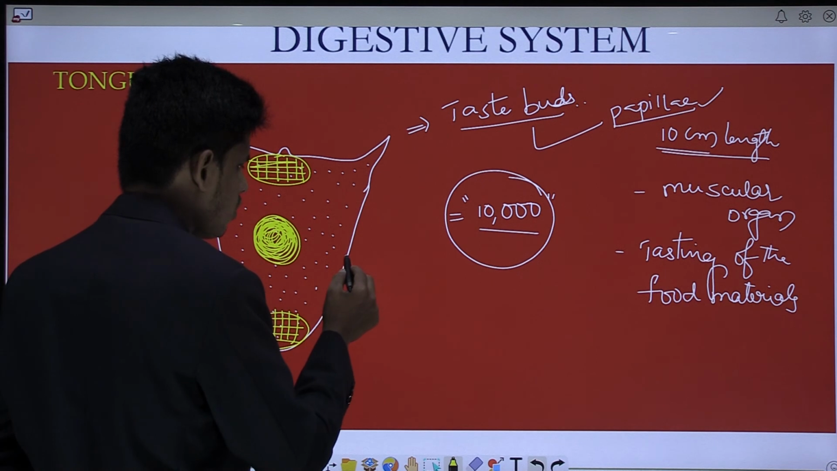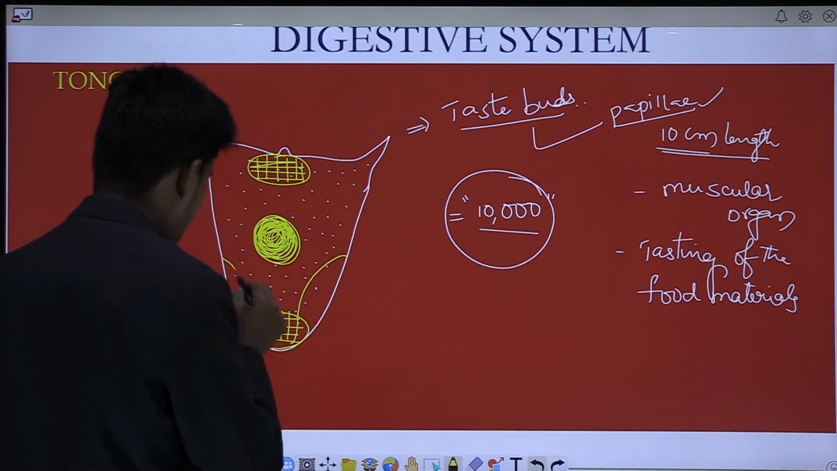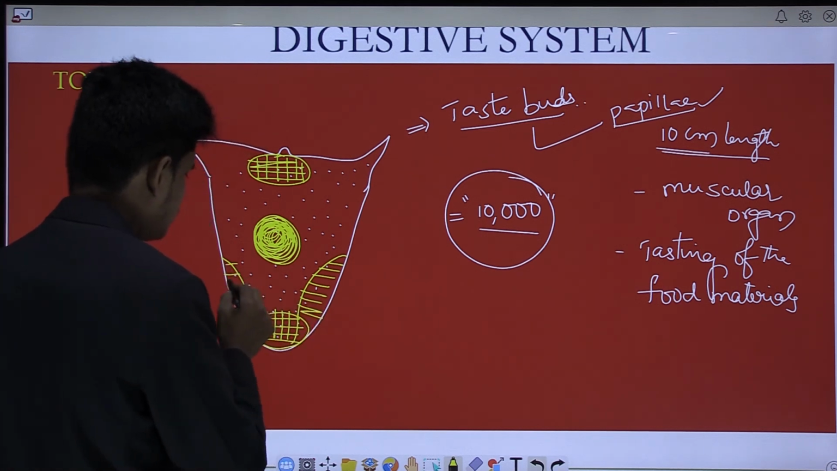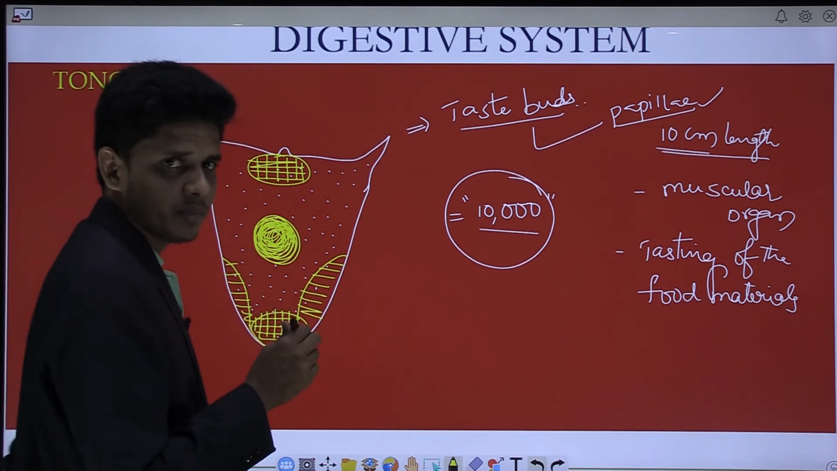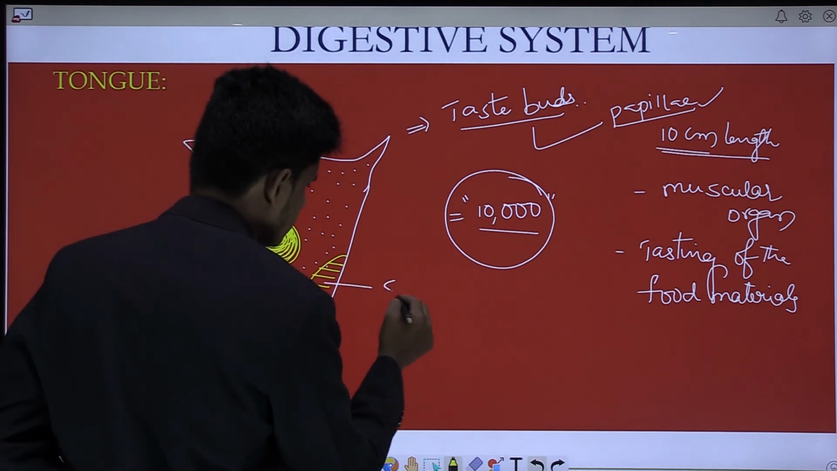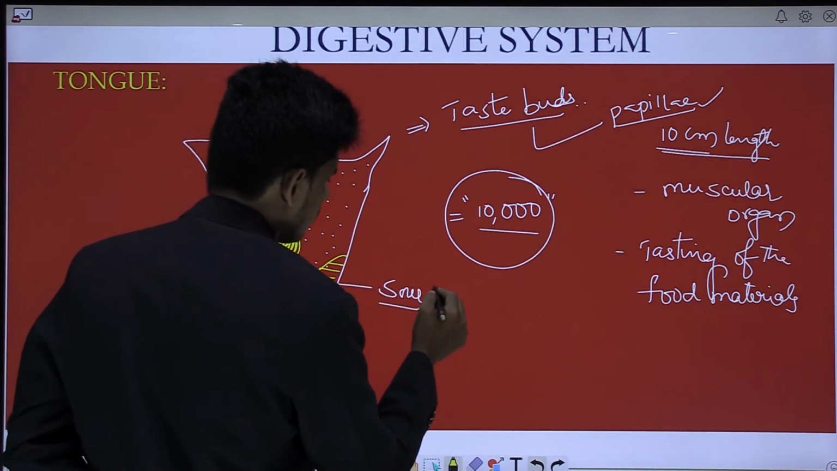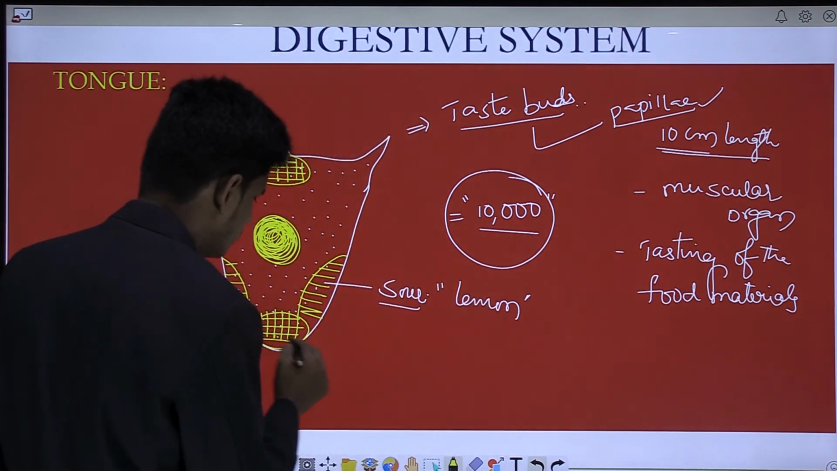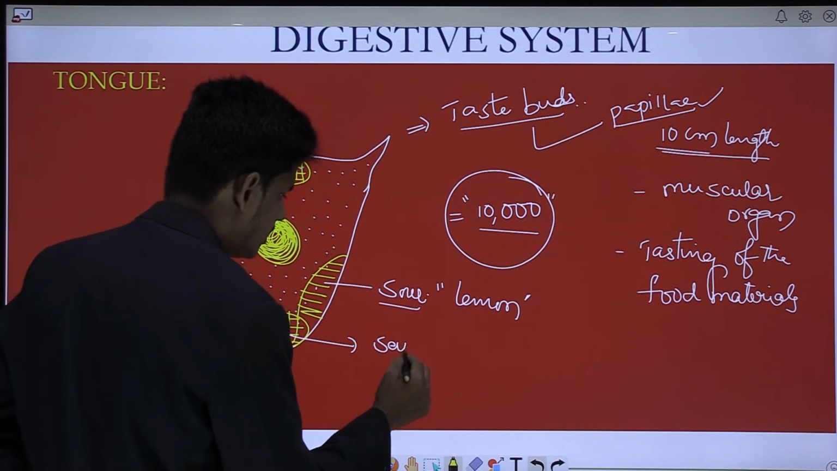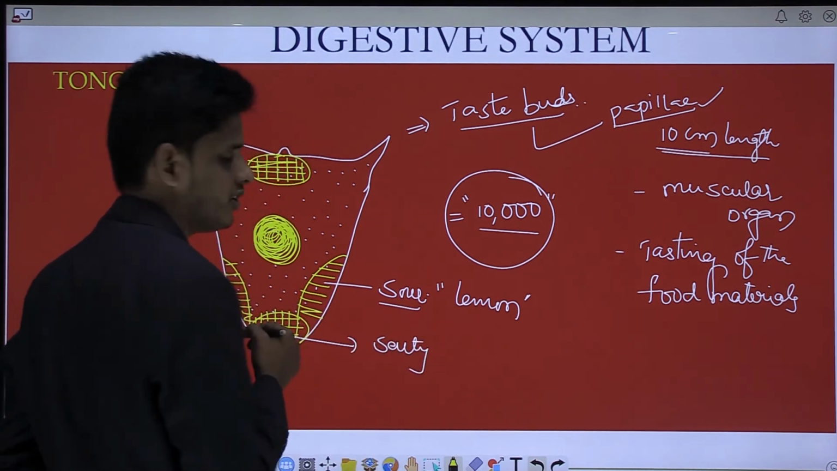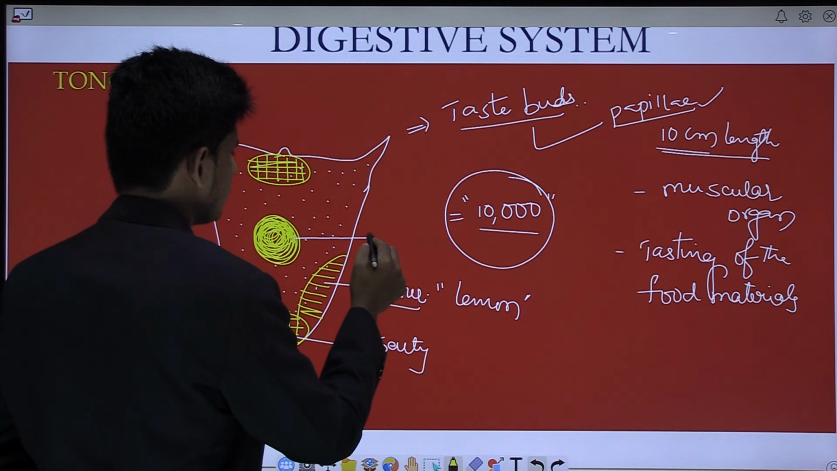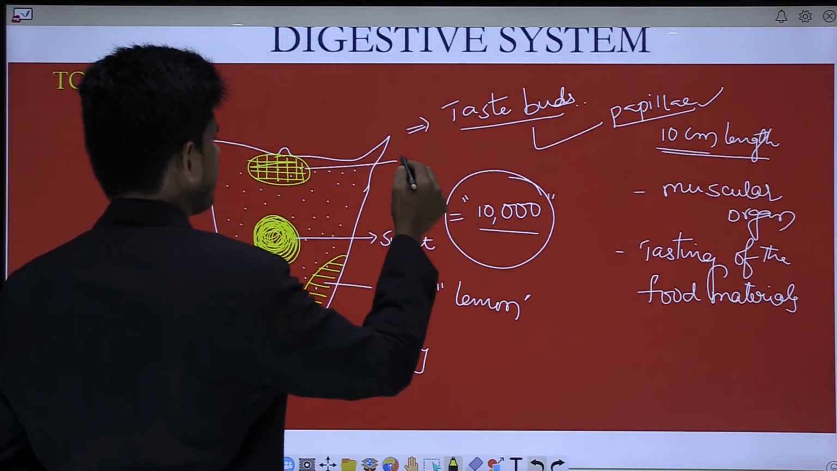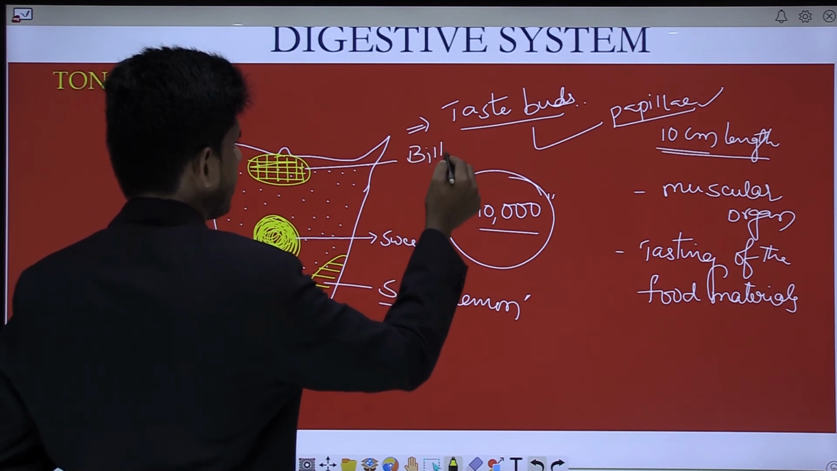And what about sour? This part indicates the sourness of the food material. Sour can be seen in citrus fruits, for instance lemon. The tip of the tongue indicates the salty taste, the central portion of the tongue indicates the sweetness of the food material, and the base of the tongue indicates the bitterness of the food material.